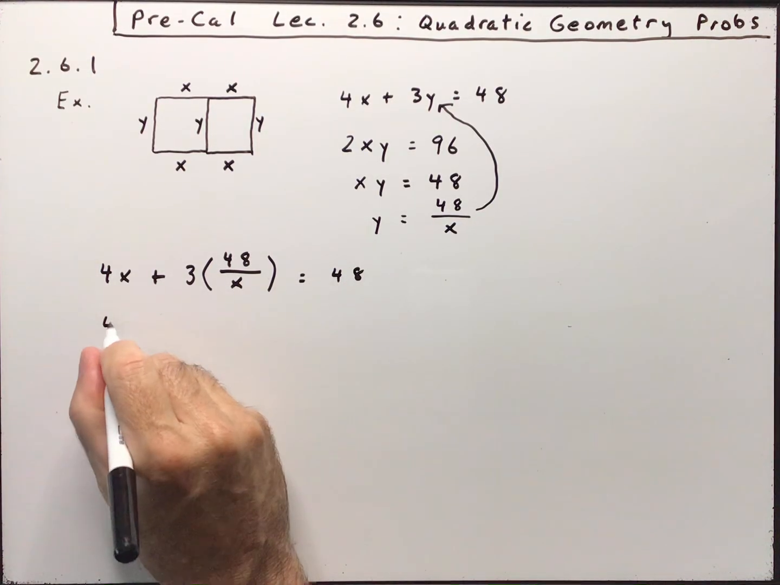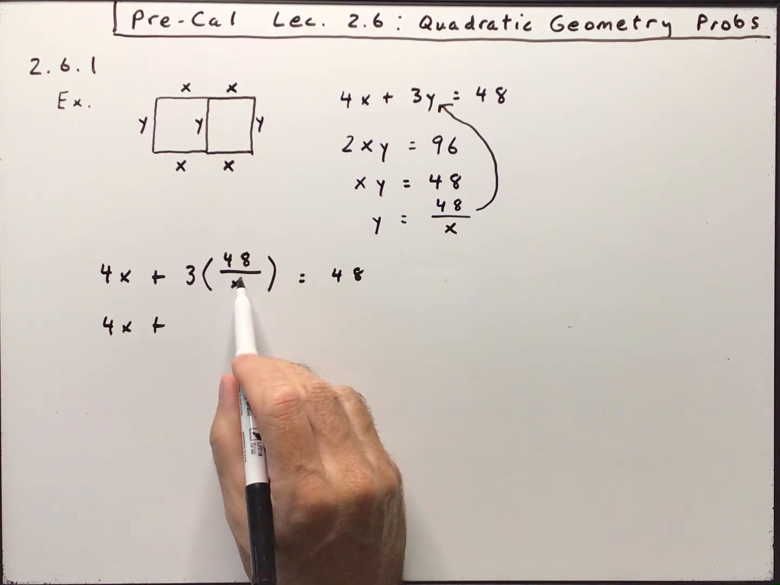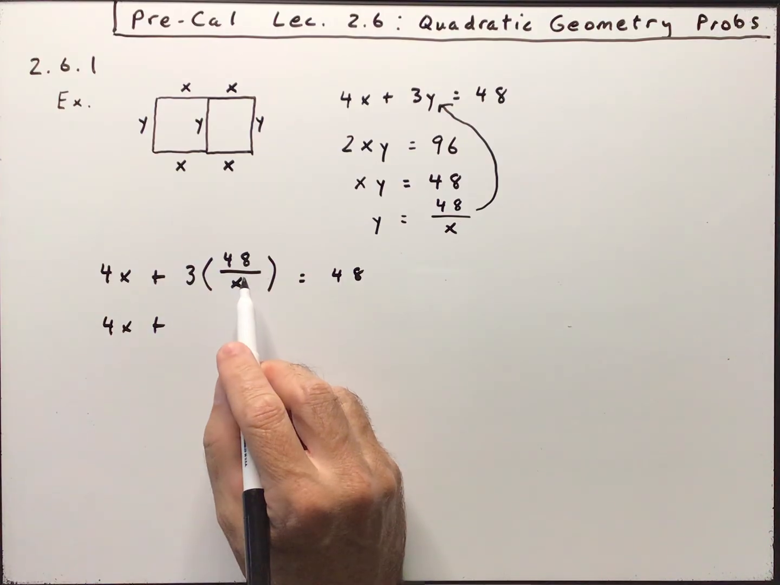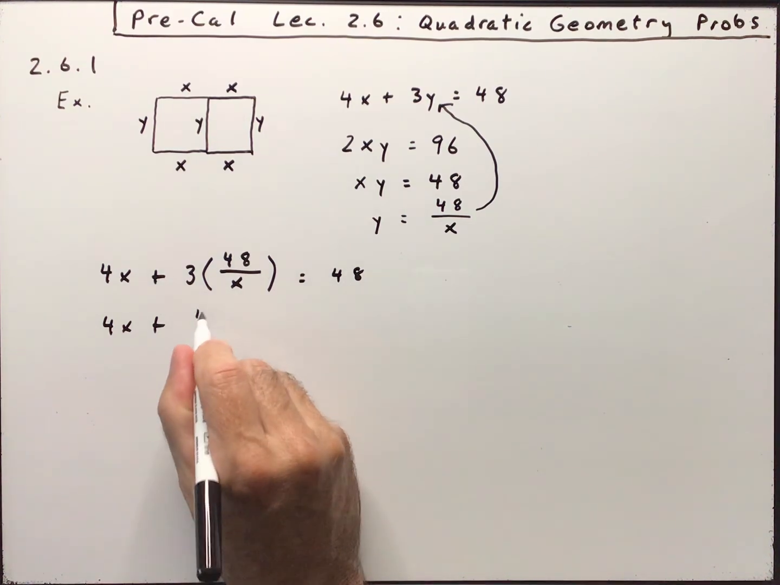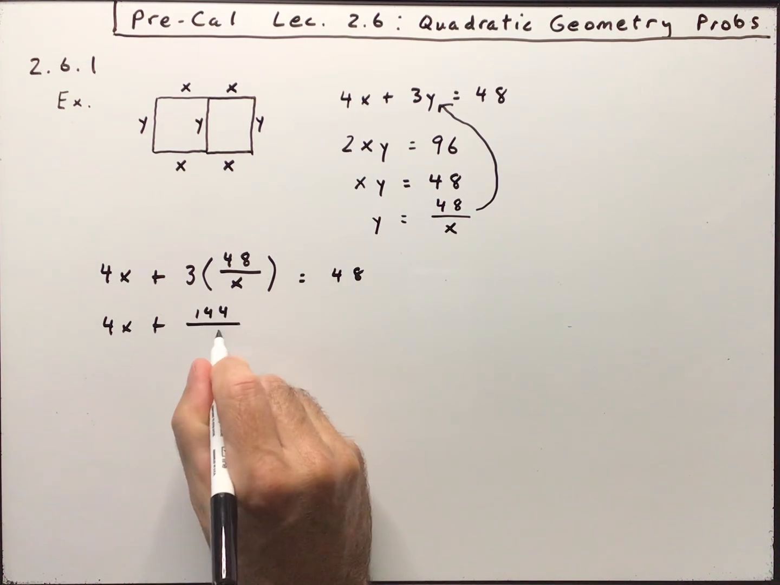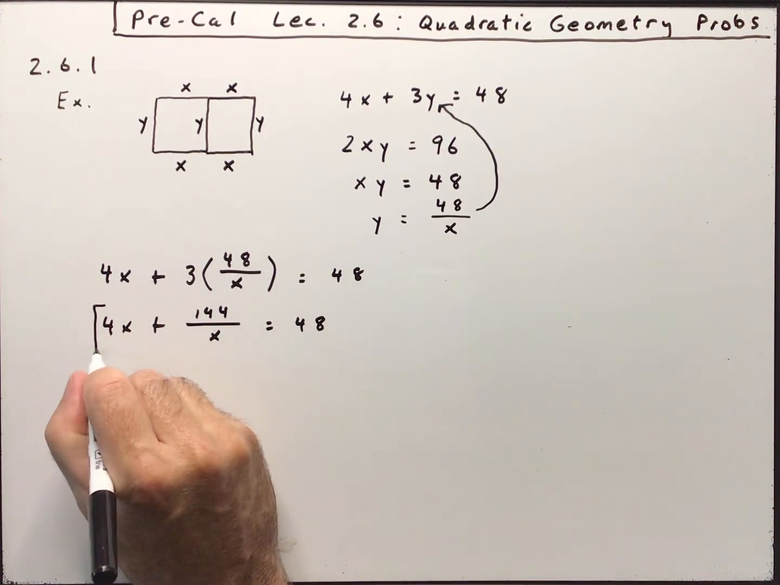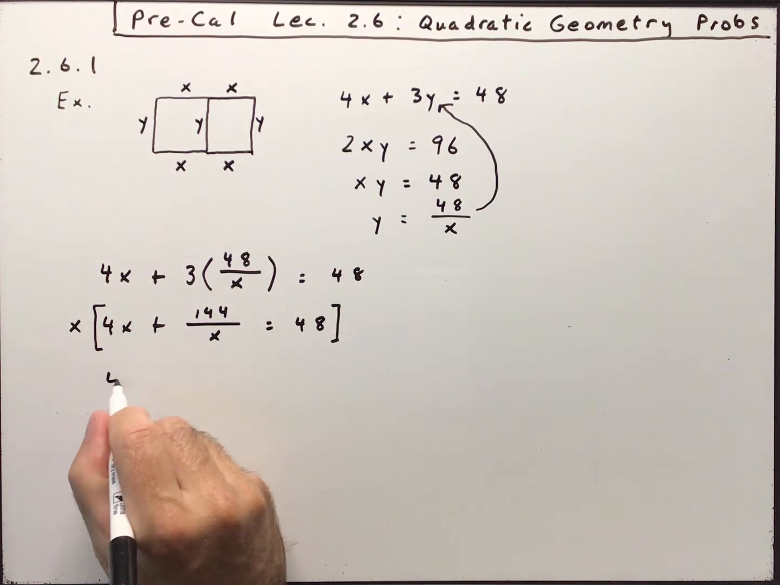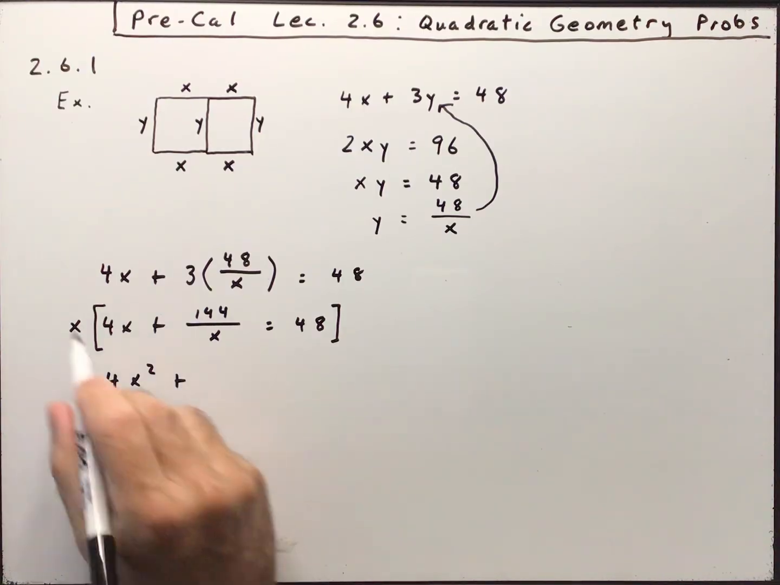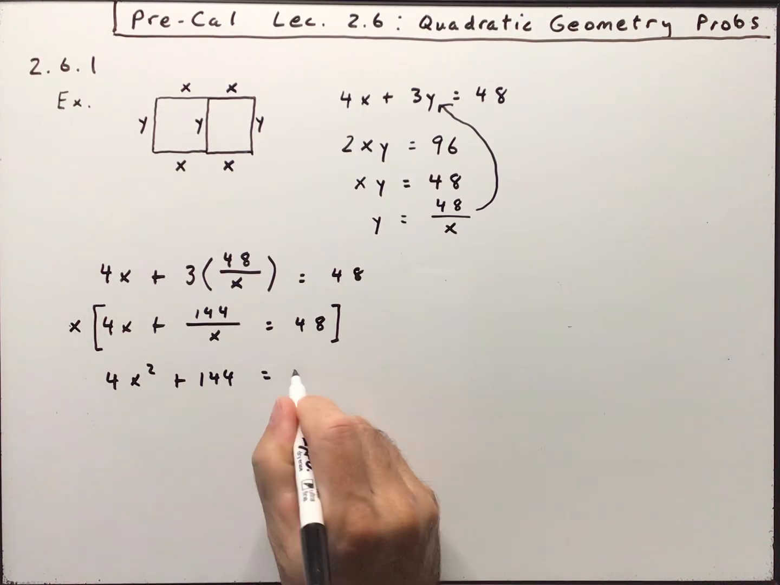All right, so that's going to be 4x plus 3 times 48. Well, 3 times 50 is 150, so that would be 144. Is that right? 3 times 48. So 144 over x is equal to 48. Now I want to clear the denominator. Remember, we did this kind of work. If I multiply both sides by x, I would have 4x squared plus, x over x cancels, and we have plus 144 equals 48x.